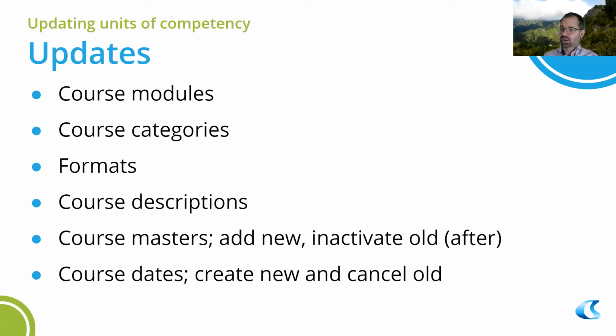We're going to create course masters. We're going to add new course masters. And then once we've finished our reporting and we've finished with those old course masters, we don't want to create any more new courses with those course masters, we can inactivate them. But we want to inactivate those course masters after we've done our reporting. So if, for this year, in 2020, you've delivered any of the units using the old units of competency, you need to keep those course masters active, or inactivate them and then reactivate them at the time that you do your reporting, because otherwise they're going to be missed out in the reporting.